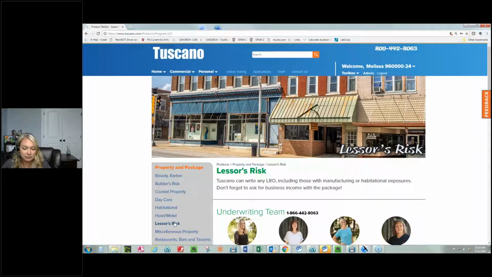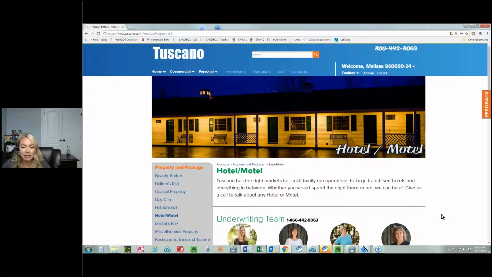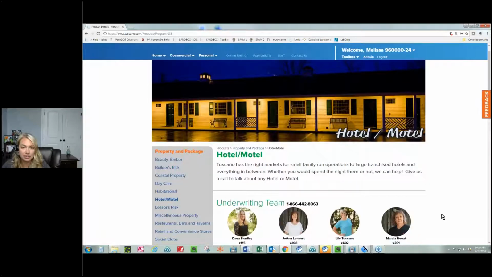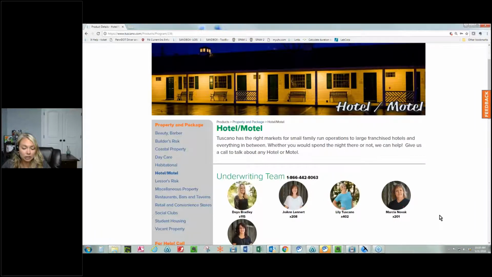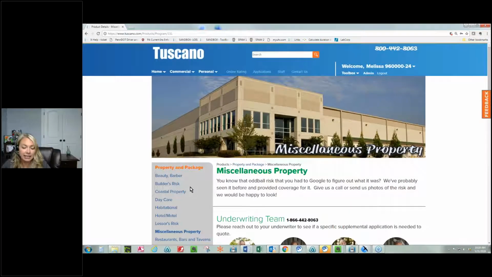Warehouses, we can look at those as well. Hotels and motels, we can look at the exterior entrances. I know a lot of standard companies aren't crazy about that. We can look at the Airbnbs, the bed and breakfasts, and the short-term vacation homes, and even hotels with restaurants inside. Large property, we've got markets that can handle the higher limits, and we also have the ability to do excess property and can layer it as well. We even have markets now doing the cannabis industry, so we can look at the growers, processors, distributors, and the retailers.